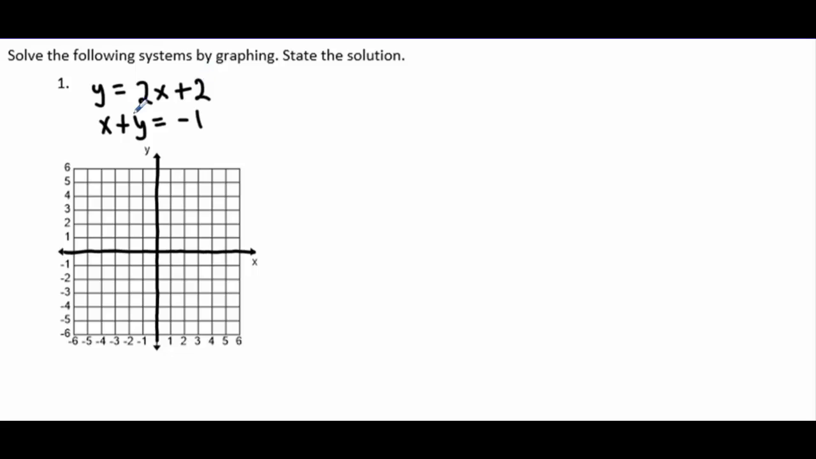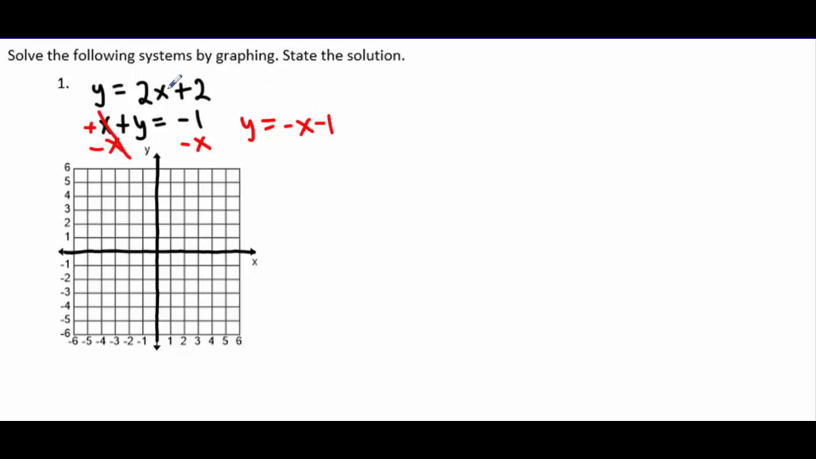One of our equations is solved for y and the other one isn't. So that's one thing we'll have to do: solve this second equation for y. To do that, we just need to move the x that's in front. Since it's x plus y, we need to do the opposite of a positive x and subtract x over to the other side. So that gives us y equals negative x minus 1.